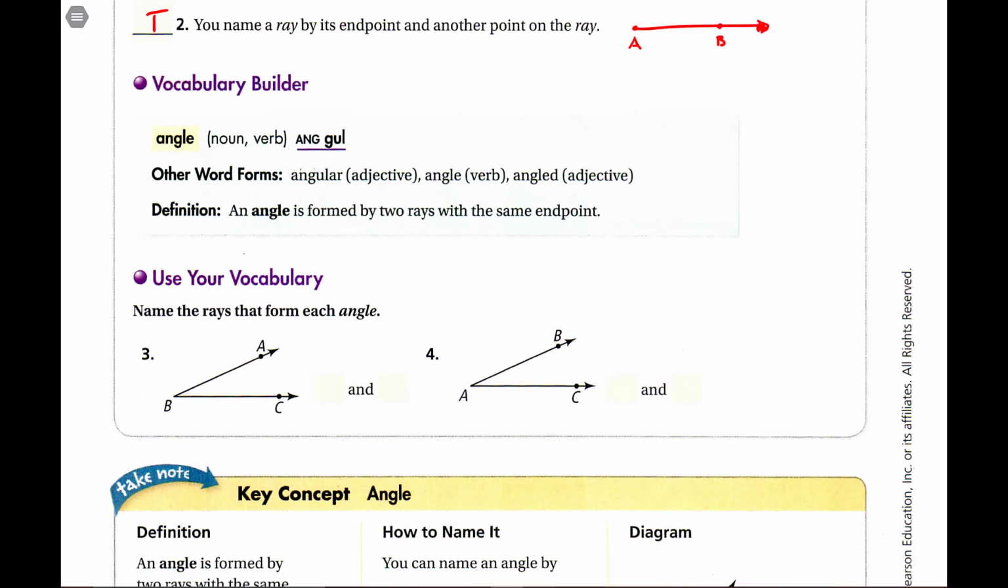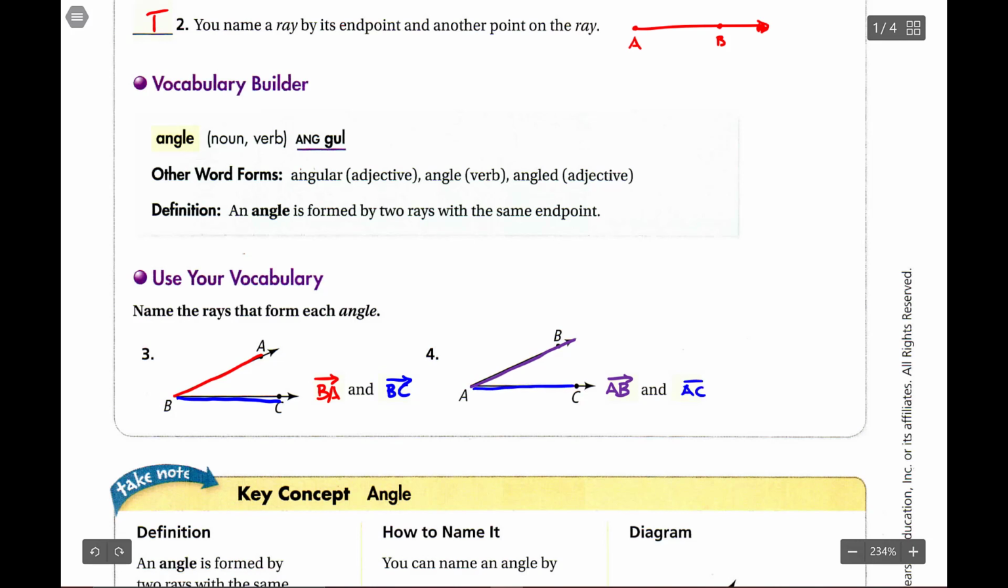For number 3, it says name the rays that form each angle. Both rays share the endpoint B. So our first ray we're going to call BA, and our second ray will be BC. On number 4, our first ray we'll call AB, and our second ray will be AC.